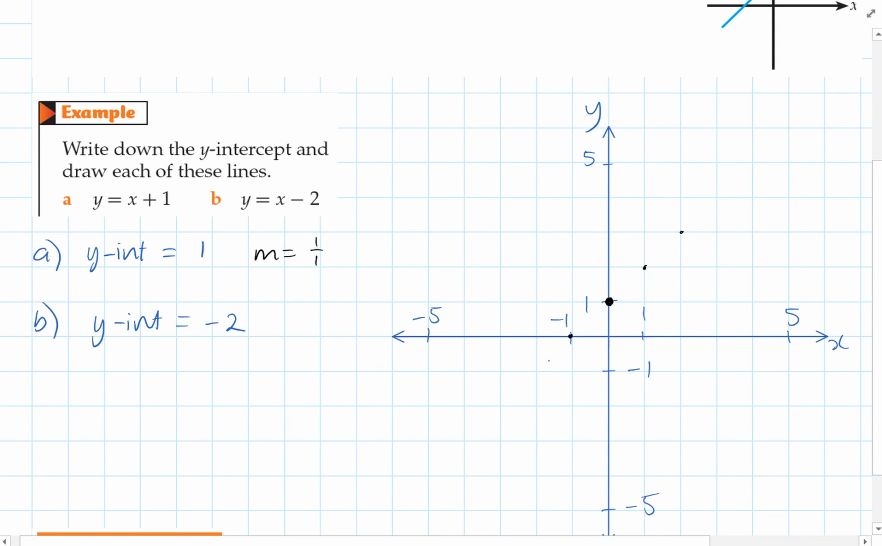And that pattern will follow backwards as well. So whenever you've got a graph with just x in it, that's what it's going to look like. And so there's our line for y equals x plus 1.